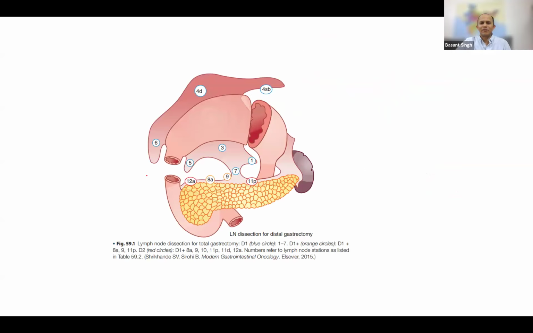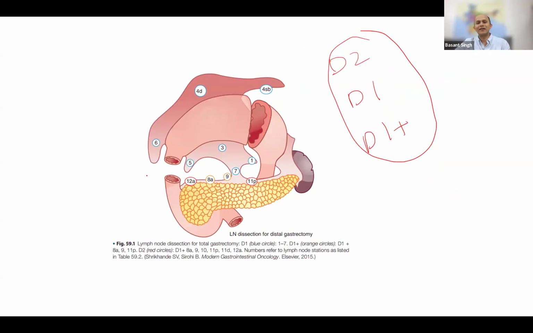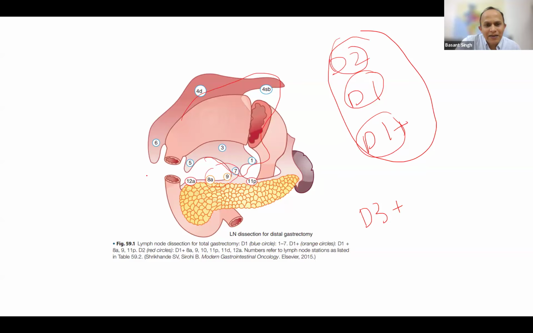So this is about the thing that we had discussed right from our early days. What is D2 gastrectomy, what is D1 gastrectomy, and D1 plus gastrectomy. Okay, the same thing that they had. It's there in all your books, all the classes that we have taken earlier. What is D1, what is D1 plus, what is D2, what is D3 gastrectomy. So this is D1, okay, up to 7. This is D1 gastrectomy. D2 is up to 8A, 9, and 11. Okay. 8A and 9 is D2, and 12 and 11P is D1 plus, and this is D2.